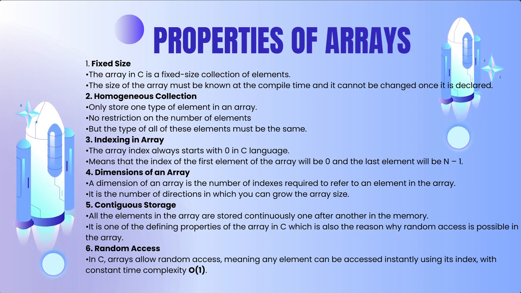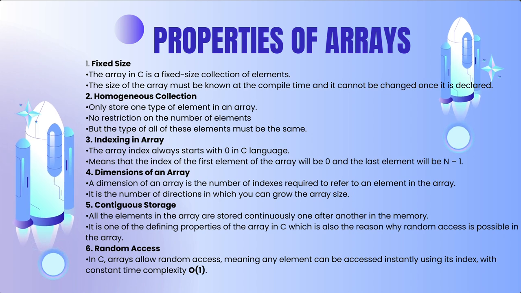An array in C is a fixed size collection of elements. The size of an array must be known at compile time and it cannot be changed once it is declared. Unlike dynamic memory allocation, the size of an array cannot be changed once it is already declared. You can keep a very large size and use very little of it. That is still fine, but you cannot increase it later on. So you must be careful about the declaration of the size.